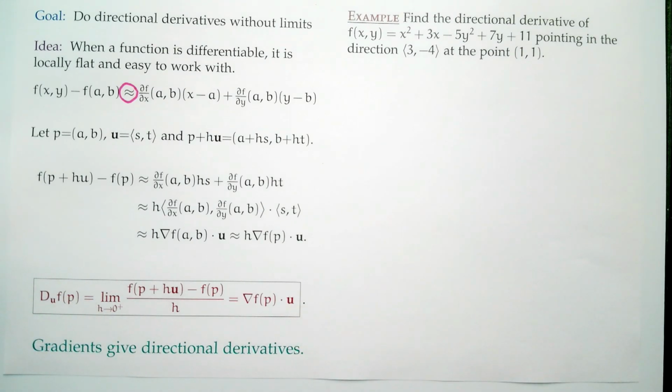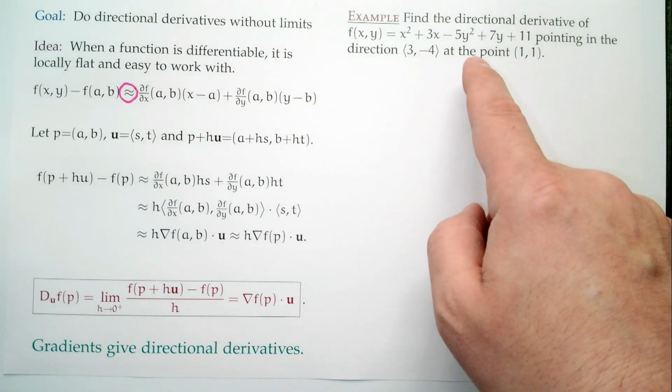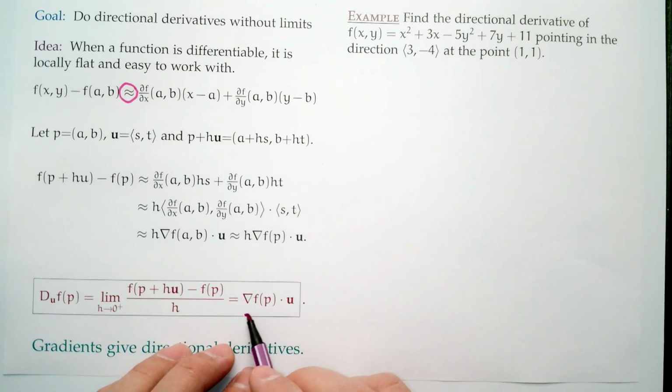So find the directional derivative of the following. f of x, y is x squared plus 3x minus 5y squared plus 7y plus 11, pointing in the direction 3, negative 4 at the point 1, 1. So we need to put some things together. So what do we need? Well, the two things we need are the gradient and u.